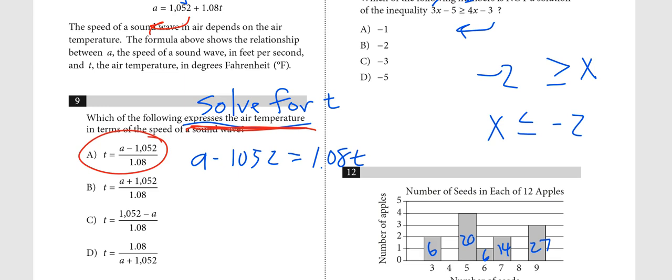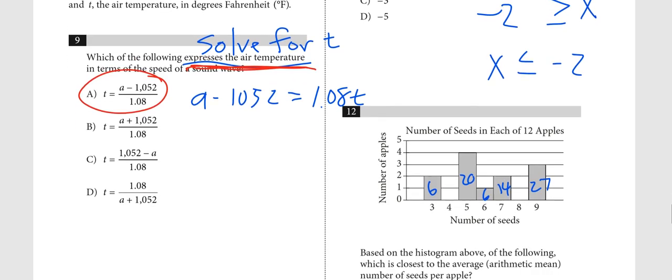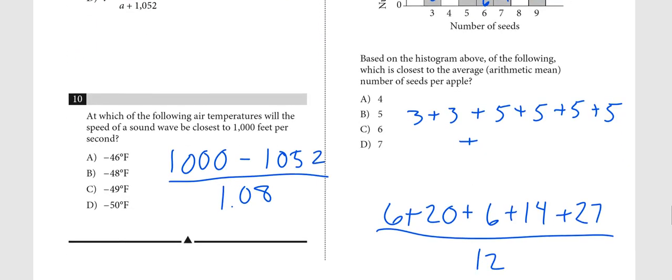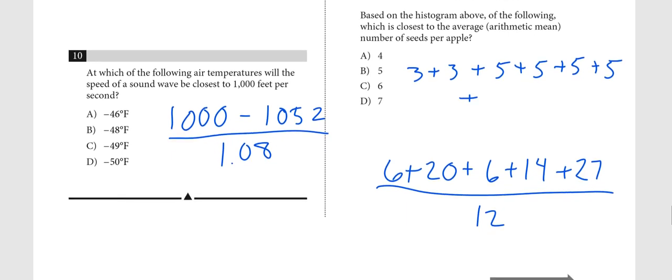And then question 10 goes on to plug in 1,000 for A and force me to solve that. So I can plug in 1,000, right? Negative 52 over positive 1.08, which is why we're getting a negative number. And I didn't do this one in my head, so which one is it? B, negative 48. Okay.